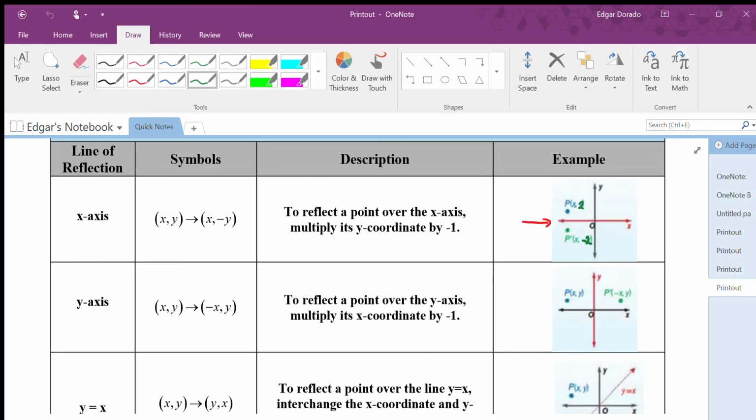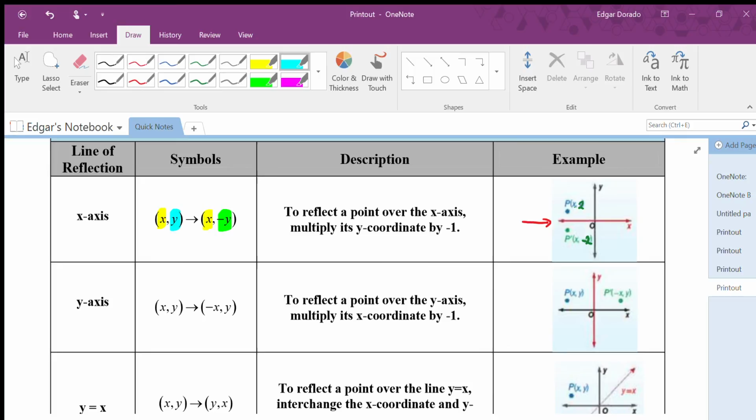Okay, so if it reflects over the x-axis, notice my x's stay exactly the same. The only one that changes is now my y. My y is now going to be negative y. So whatever your y was, you have to change it to a negative y.